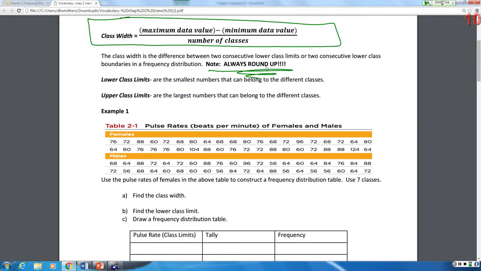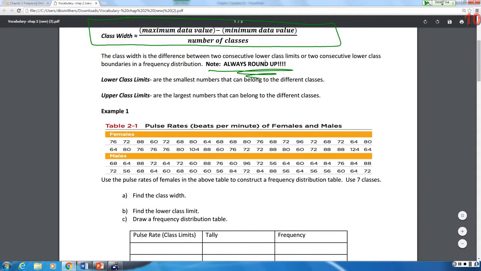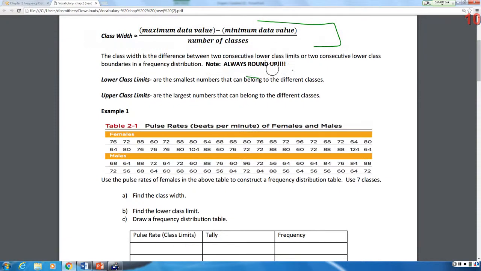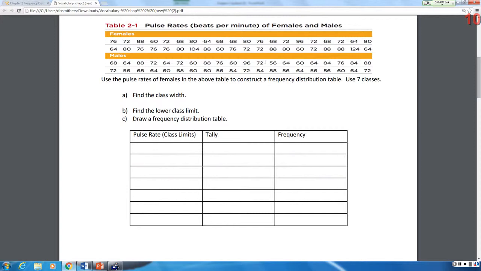All right, so let's now look at my problem here. This says, use the pulse rates of females in the above table to construct a frequency distribution table, and they tell me to use how many classes? 7. Okay, let me erase this. Let me move my paper up so I can do all my math with you guys.